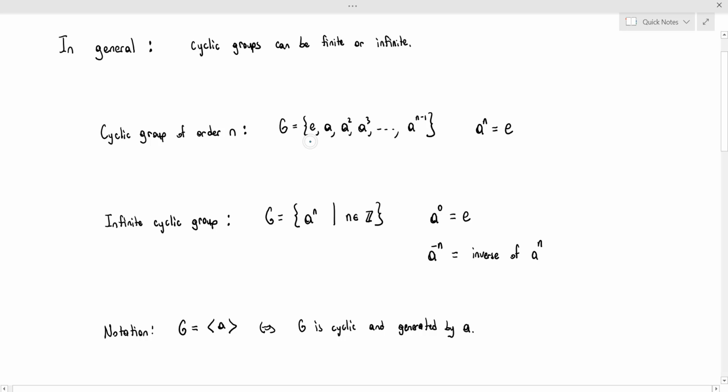You'd have the identity element in it, of course. You'd have a single element A, which generates the whole group, so that all the other elements would be powers of A, up to a power of A to the n minus 1. And if it's a cyclic group of order n, then A to the n will give you the identity. So the next power of A will just bring you back to the beginning, and then subsequent powers of A will just cycle through what we have listed in here, okay?